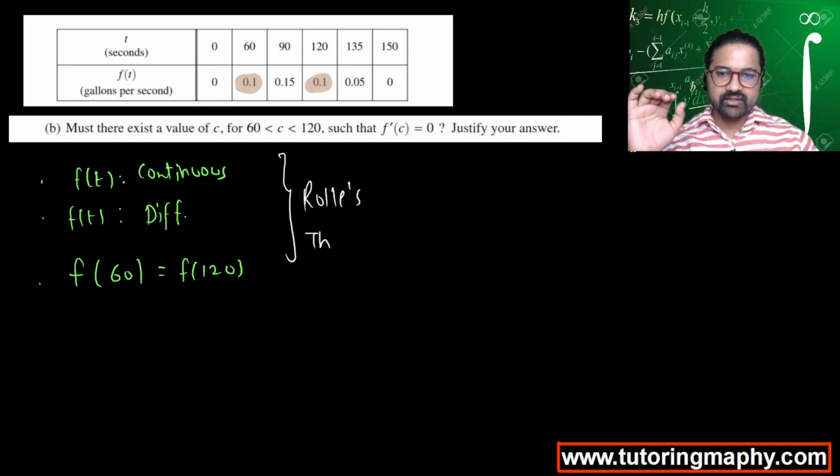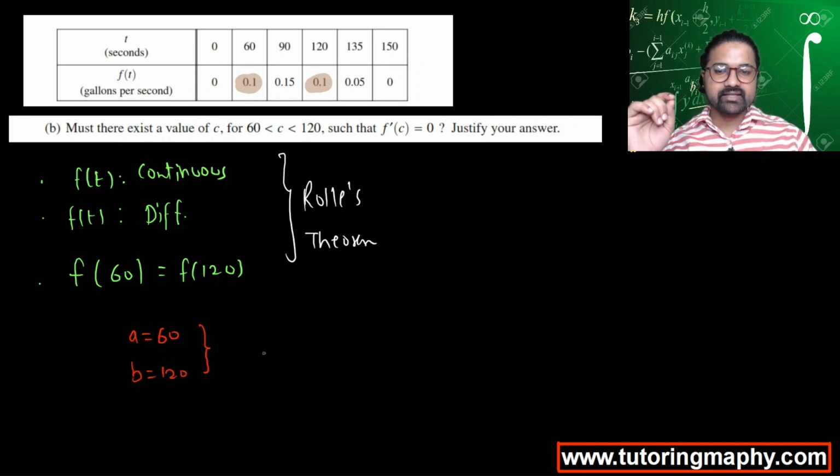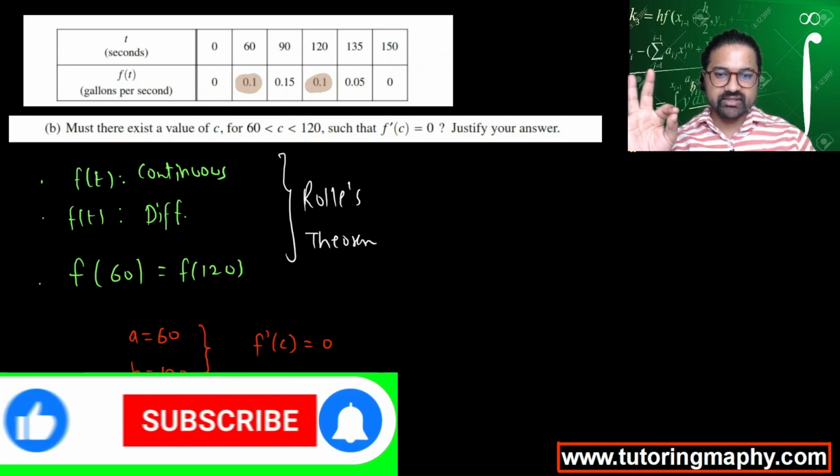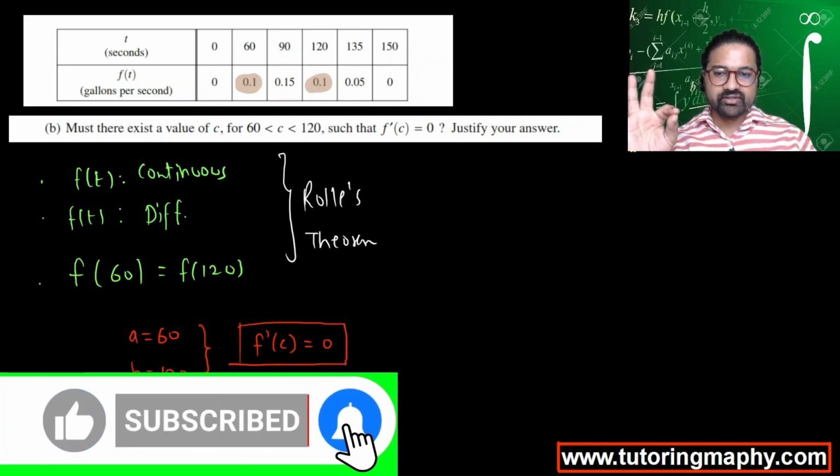Rolle's theorem says that if a function is continuous, the function is differentiable, and f of a is equal to f of b, where a and b are some values, then there exists at least one value of c between a and b such that f prime of c is 0. In this case, the value of a is 60 and the value of b is 120. So there exists at least one value of c, between 60 and 120, such that f prime of c is 0. So this is how we can justify.